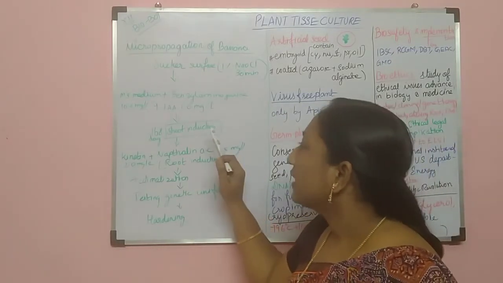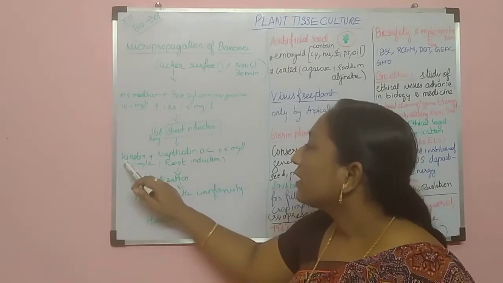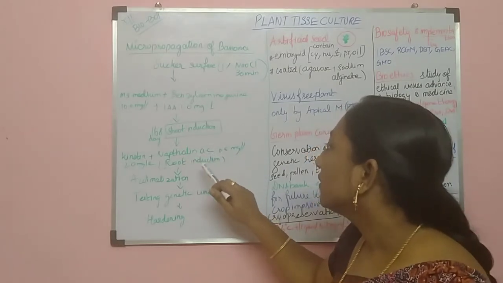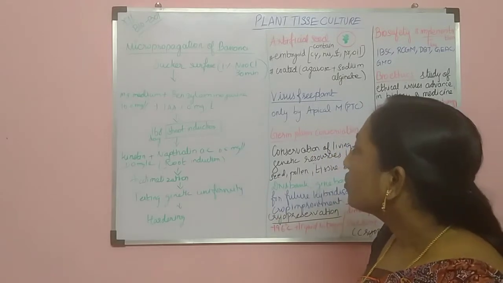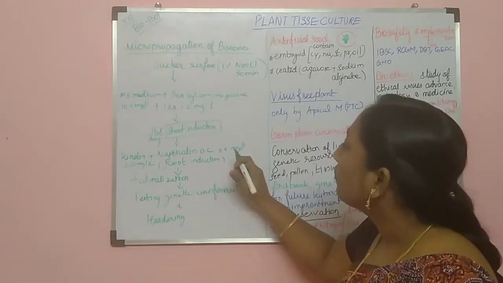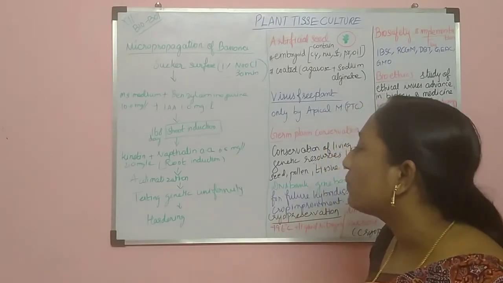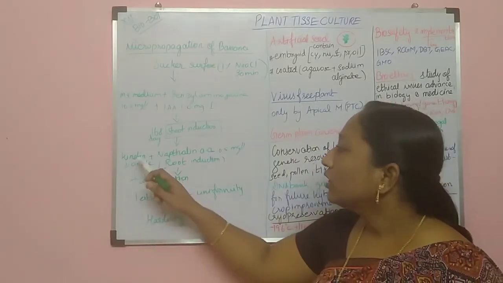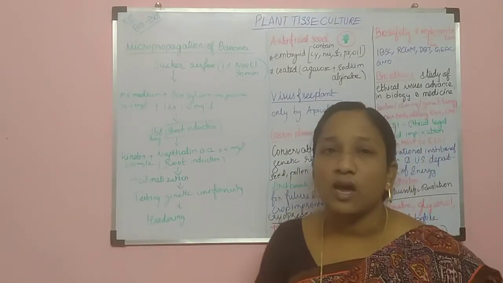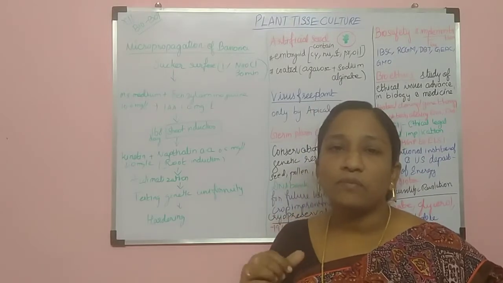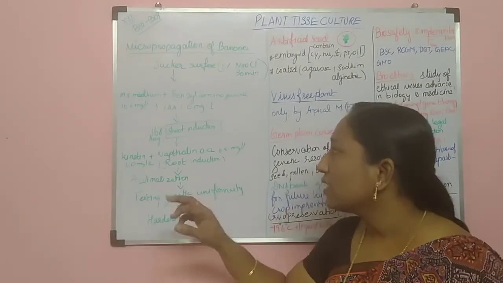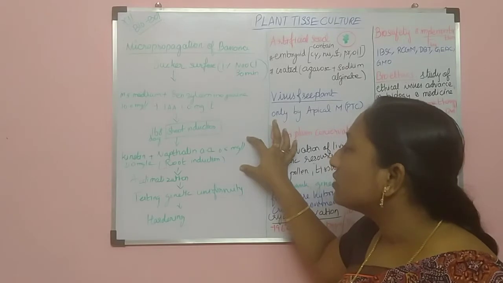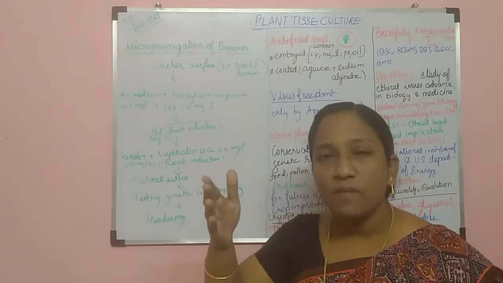After that, in the same culture medium, you add kinetin and naphthalene acetic acid. Naphthalene acetic acid is 0.5 mg per L, and kinetin should be 2 mg per L. These two hormones are used to induce the root system from the cell. So from the cell, the earlier hormones induce the shoot system, and these induce the root system. So shoot is formed and root is formed.